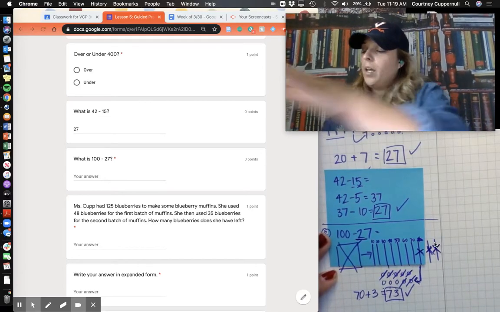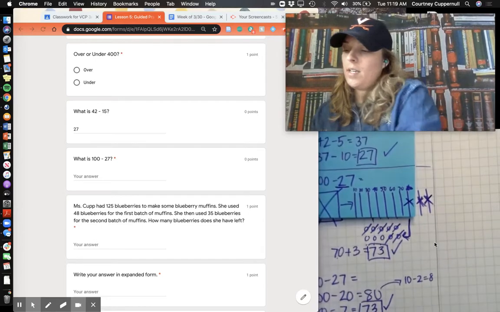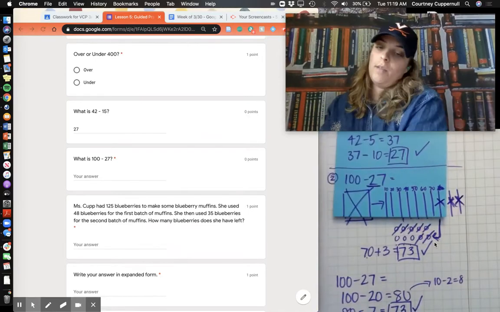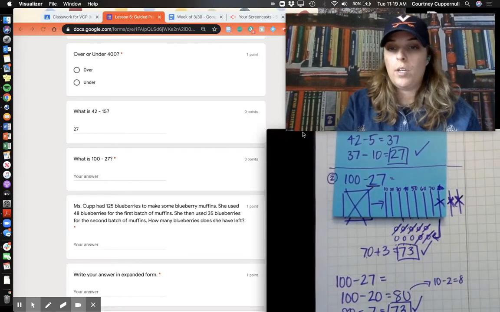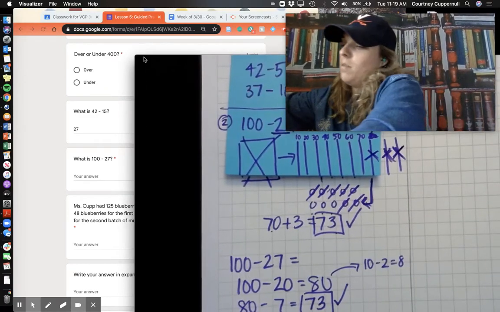Now, I could also do this in number sentences. The way I would do this in number sentences is, let me see, so you guys can actually see my whole screen. You know what? You don't need to see the Google form right now, so I'm just going to do this. Big and nice and big and bold.